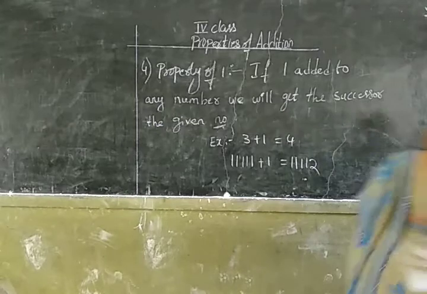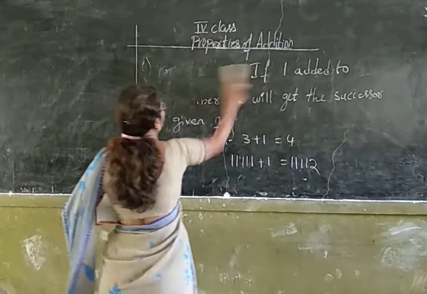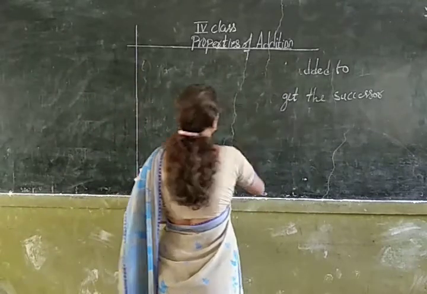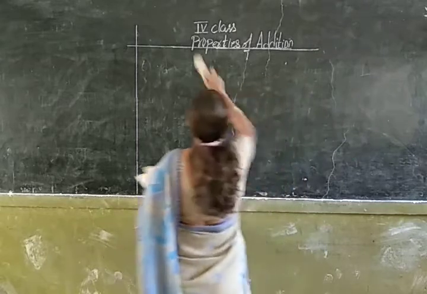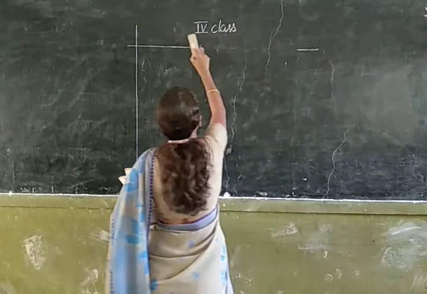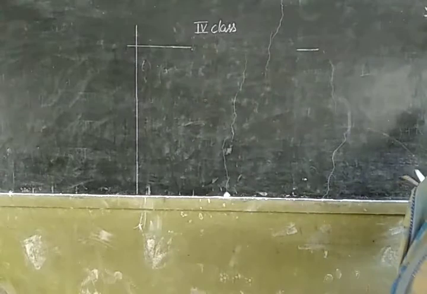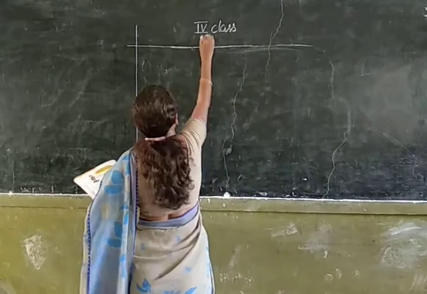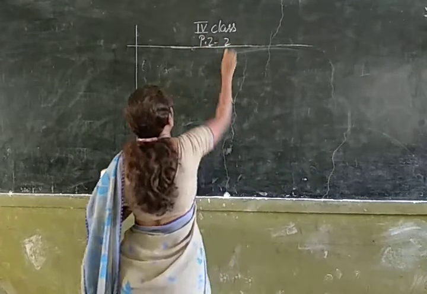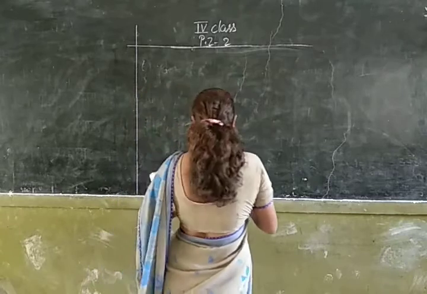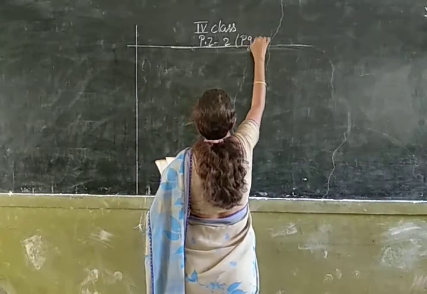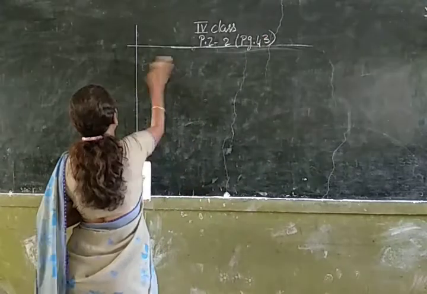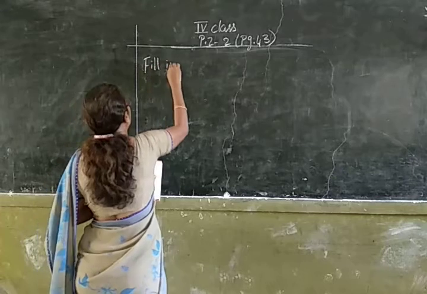Now let us do practice zone 2, based on these properties of addition. Practice zone 2 is on page number 43 in the textbook. Fill in the blanks.